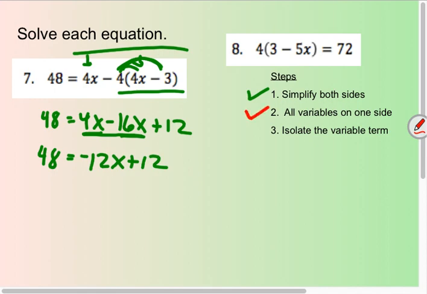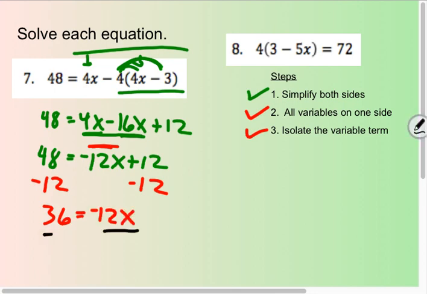All variables on one side, we already have that. There's only one variable term here, negative 12x. So isolating that variable term, we're going to subtract 12. 36 equals negative 12x. And then finally divide both sides by negative 12. And I get x equals negative 3.